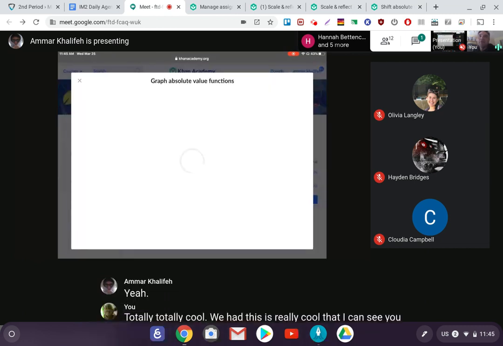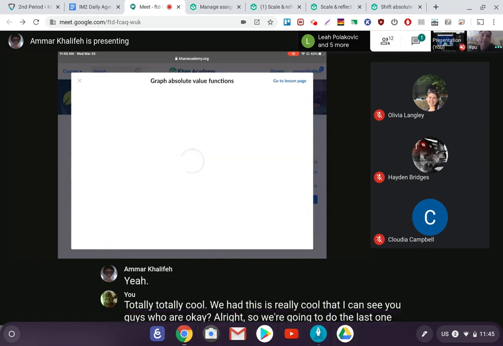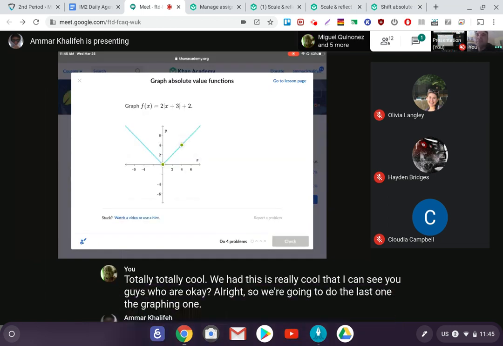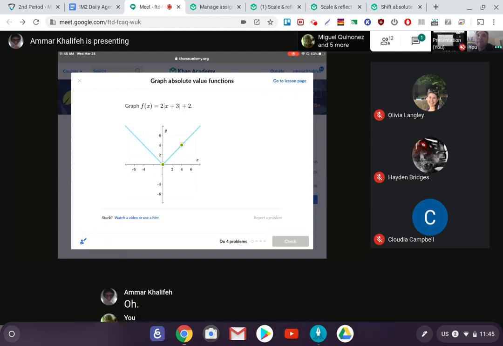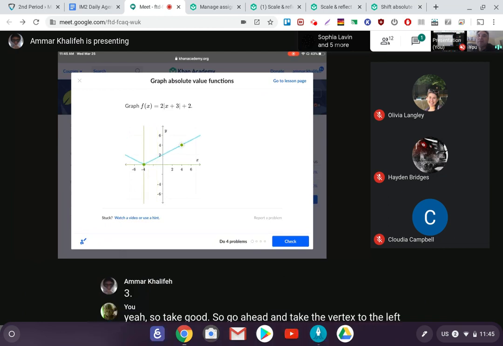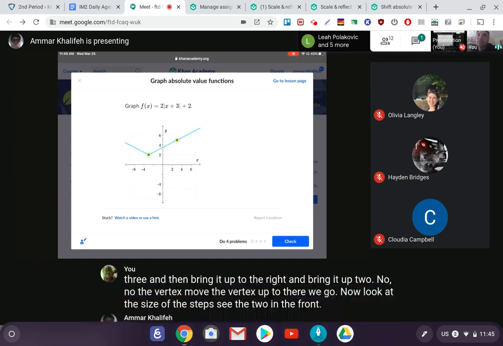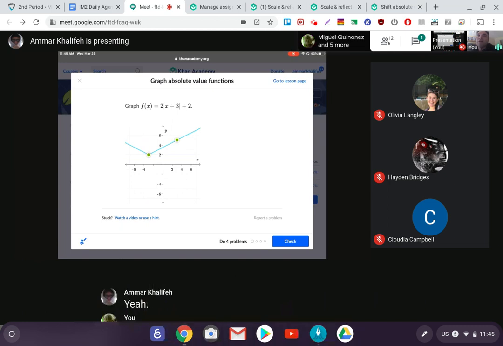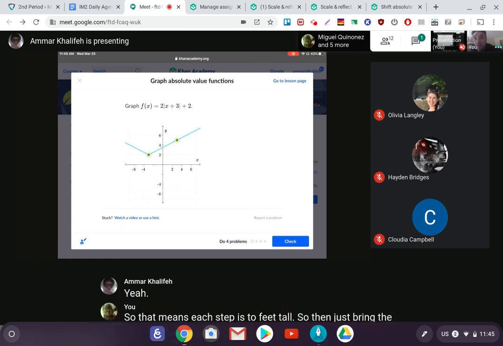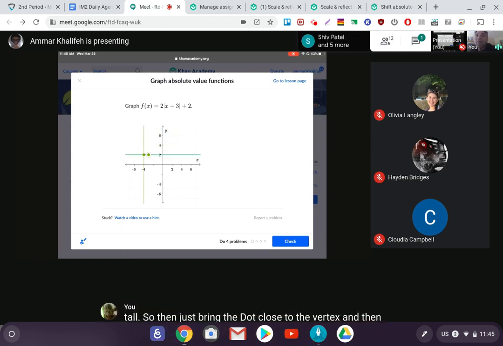Okay. All right, so go ahead and do the last one, the graphing one. All right, and this one right here, so what does the +3 tell you? That it's going to the left 3. Yeah. So go ahead and take the vertex to the left 3, and then bring it up 2. No, the vertex. Move the vertex up 2. There we go. Now look at the size of the steps. See the 2 in the front? That means each step is 2 tall. So then just bring the dot close to the vertex and then bring it up 2. There we go. Boom, right there. Yep.